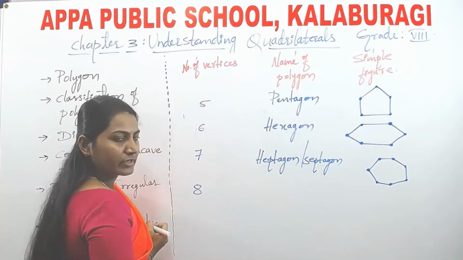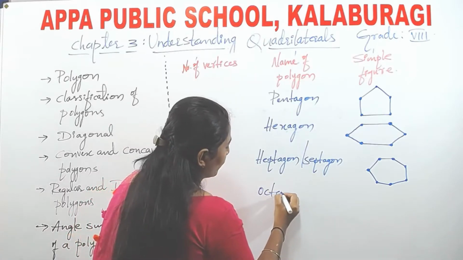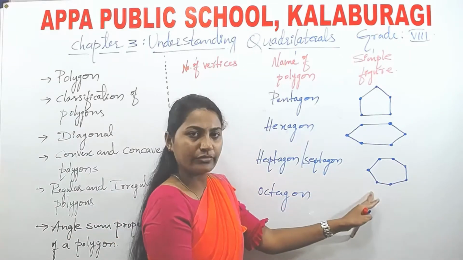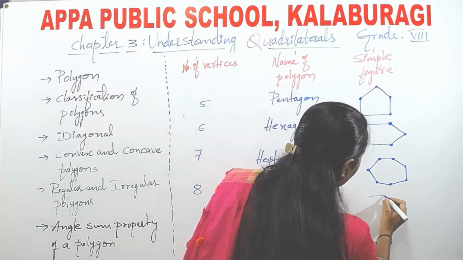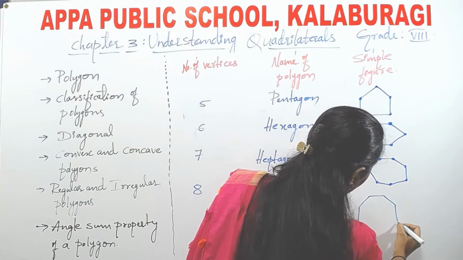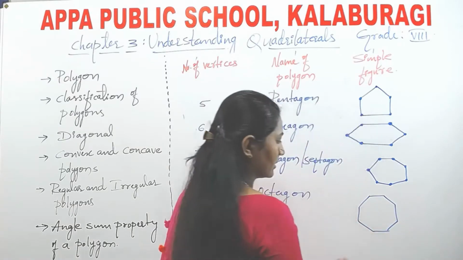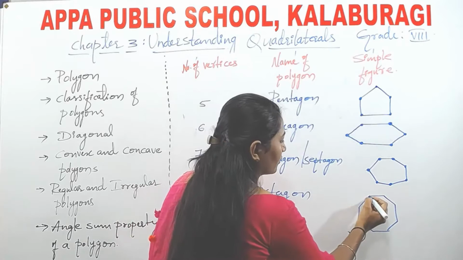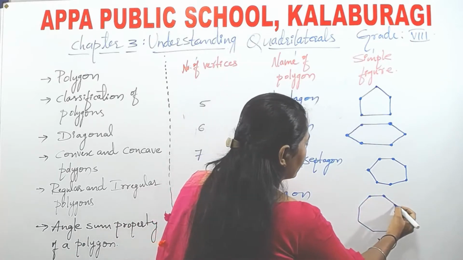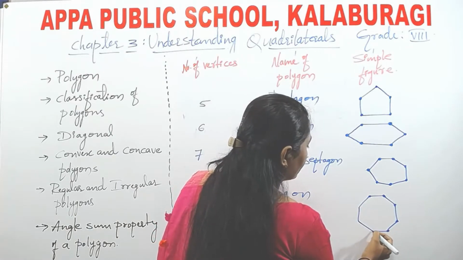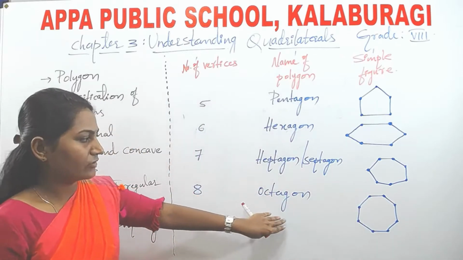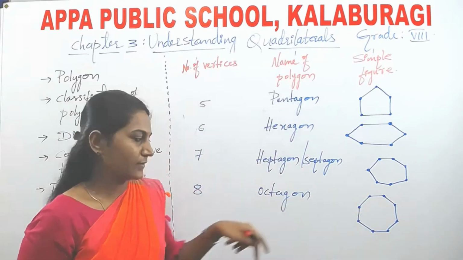Similarly, a polygon with 8 sides we call an octagon. You can extend the number of sides and draw a figure like this. This is an octagon. Count the number of vertices: 1, 2, 3, 4, 5, 6, 7, and 8. It has 8 vertices, and also 8 sides.